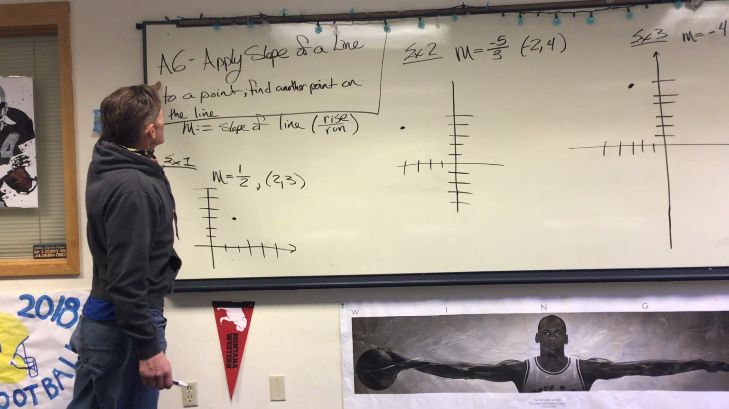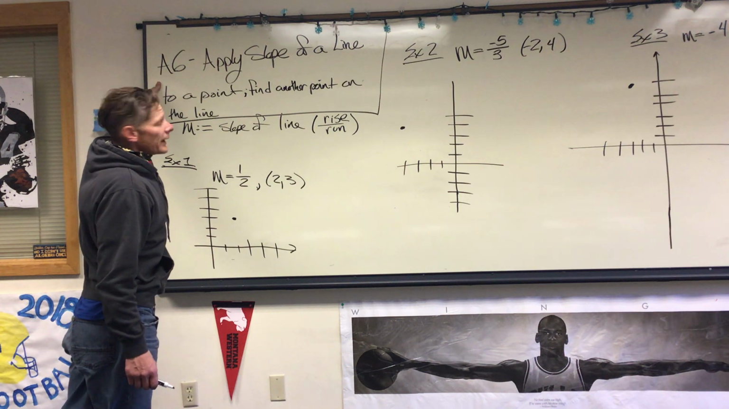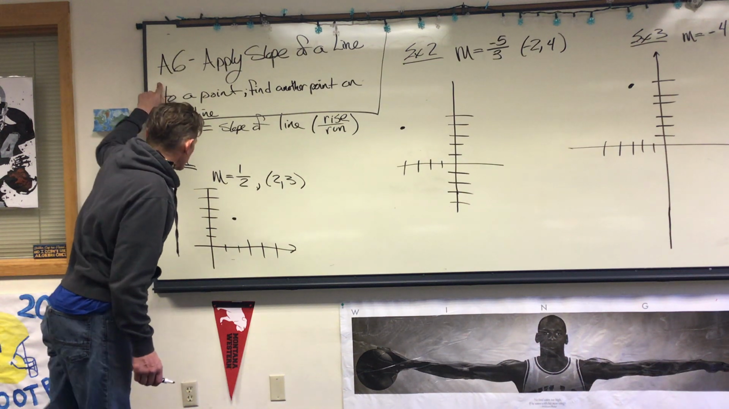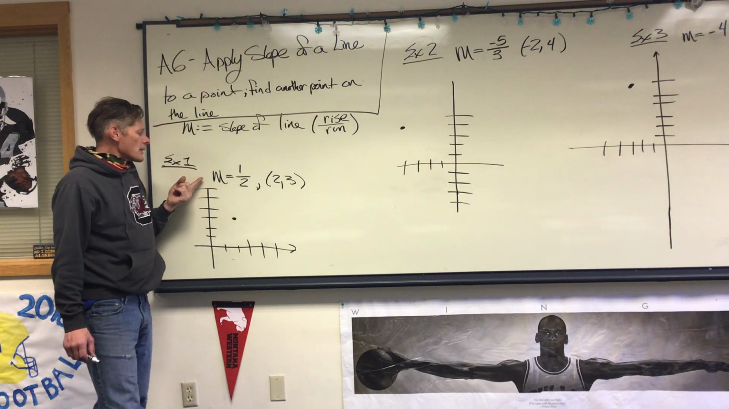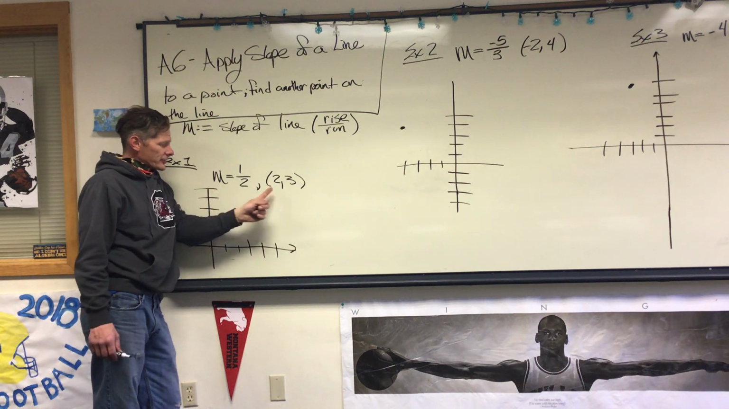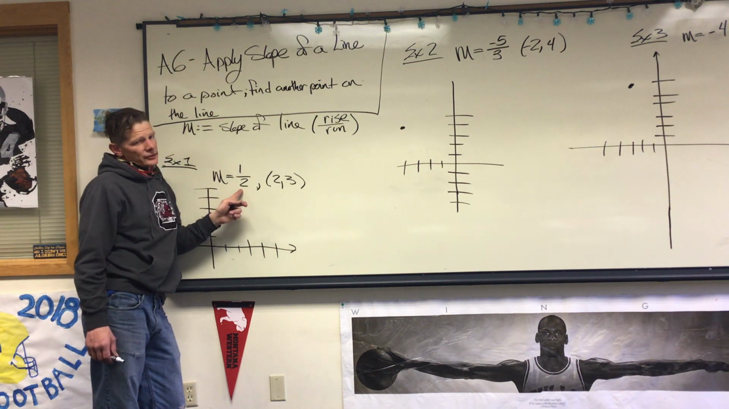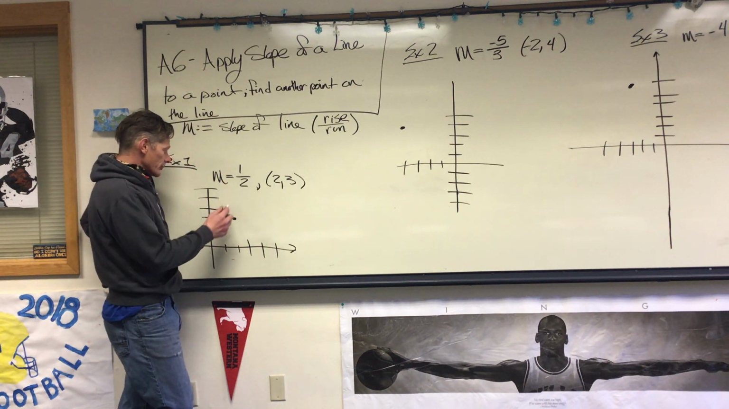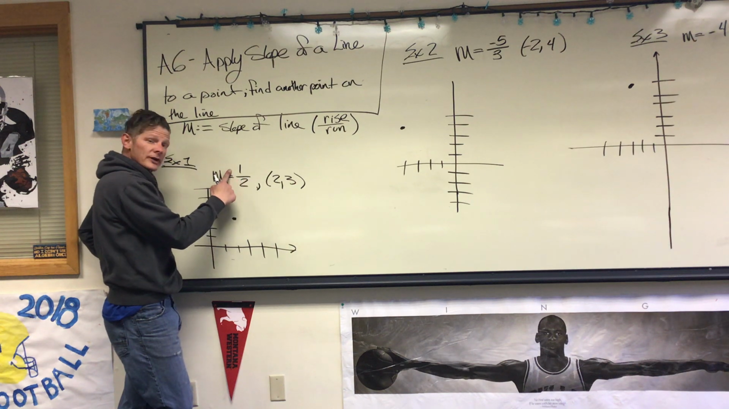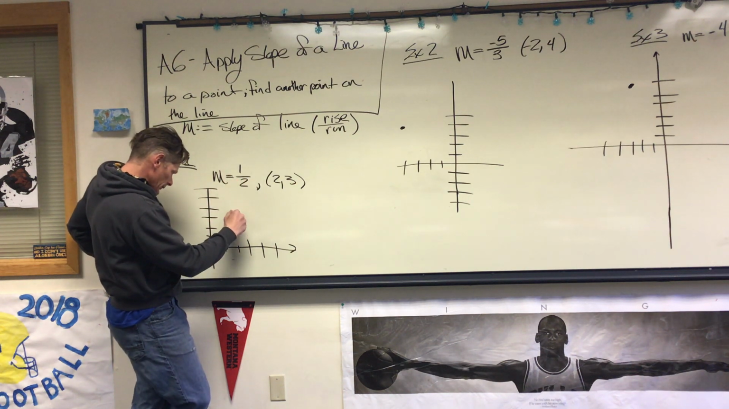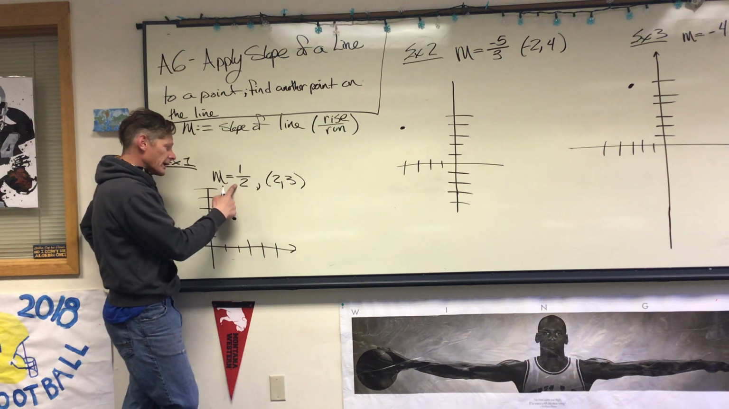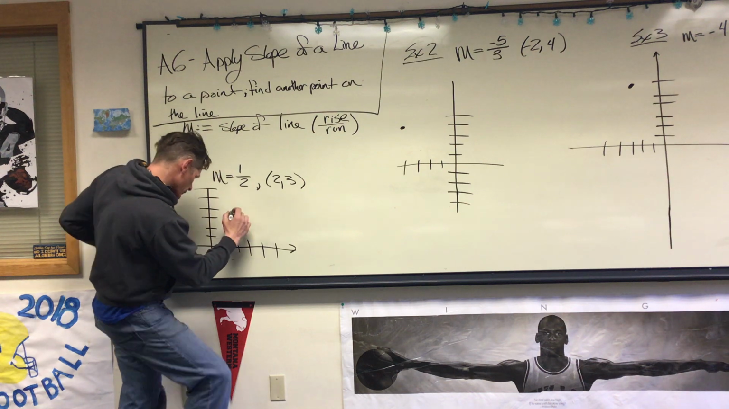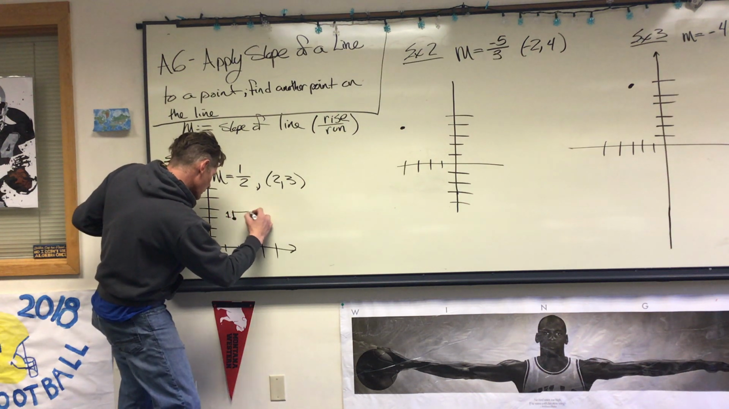In this assignment, we're going to take the slope of a line and a point on the line to find another point on the line. Here we're given that there's a line that passes through the point 2, 3, and that it has a slope of 1 over 2. So we are going to use that slope to find another point. Remember, this is rise over run. Positive 1 means up 1. So we go up 1, and 2 is the run. It's positive, so we go to the right. So for every 1 up, we go 2 to the right.